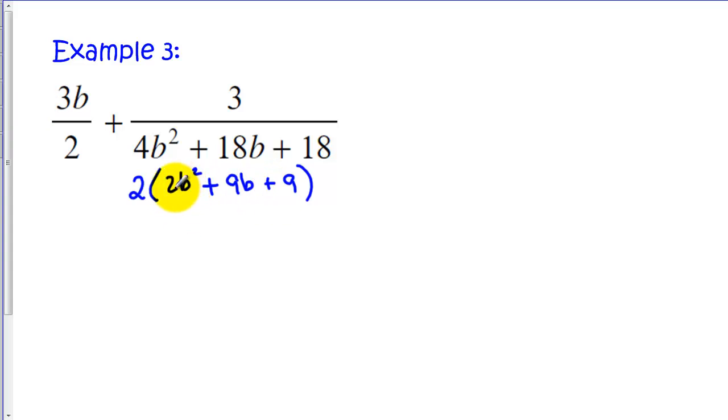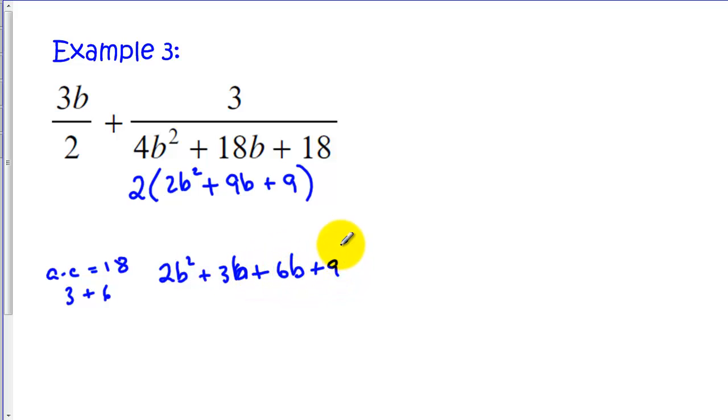So let's just review here. Again, we could use the a times c factoring. So a times c is 18. We need a pair of numbers that multiply to be 18 and add to be 9. That would be 3 and 6. Remember, we're going to rewrite this expression, splitting this middle term: 2b squared plus 3b plus 6b plus 9, and then we're going to factor by grouping.